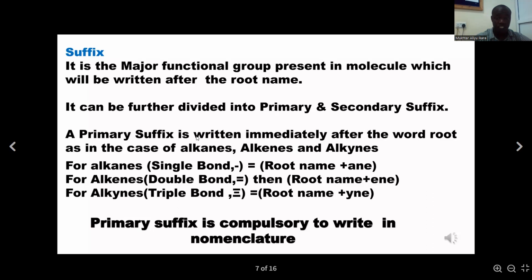So a primary suffix is written immediately after the word root, as in the case of alkanes, alkenes, and alkynes. Remember, for the alkanes, the major functional group is single bond. So if you have your root name, then you just add ane. And for the alkenes, the functional group is double bond, and then the root name first, then you add ene. While for the alkynes, the functional group is triple bond and the suffix is yne. So primary suffix is compulsory to write in nomenclature.